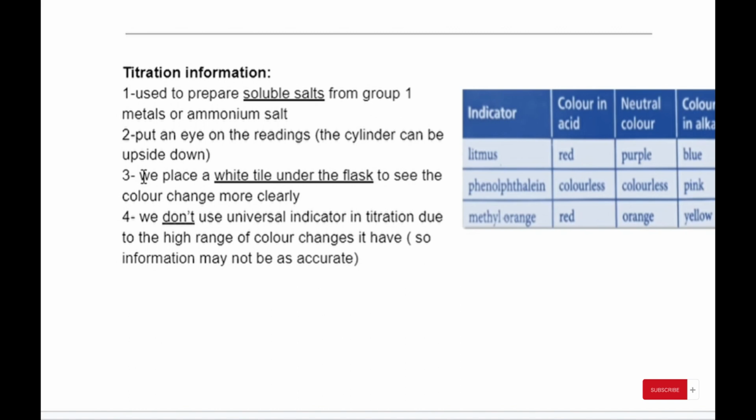Thirdly, you place a white tile. Why is that? Because we need to see the color change clearly, so by using a white tile, you can have a clear look. Fourth is we don't use universal indicator in titration. Why is that? Because in titration you can have many color changes, so a universal indicator won't give an accurate answer because there are many color changes that would happen.